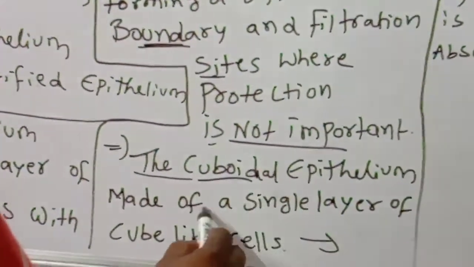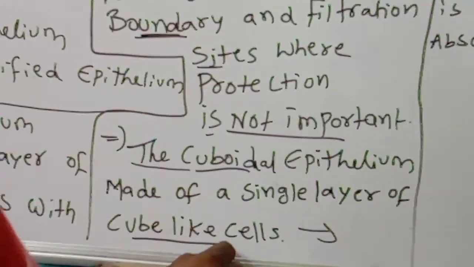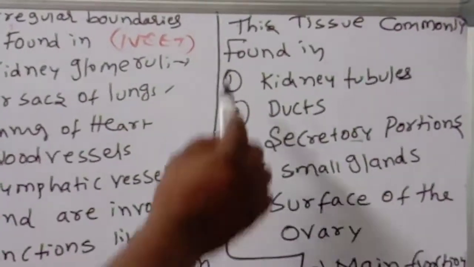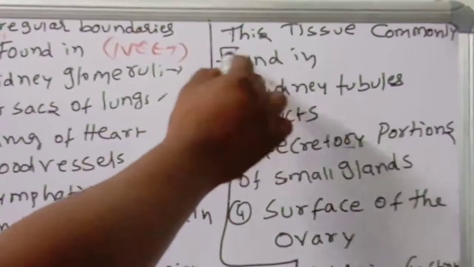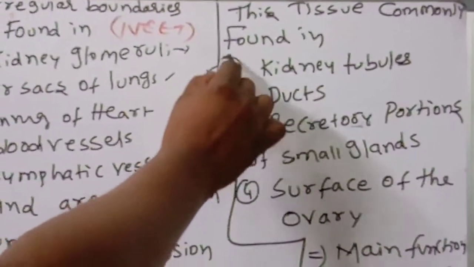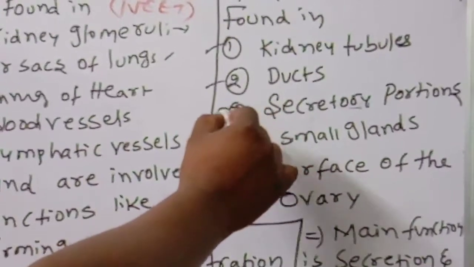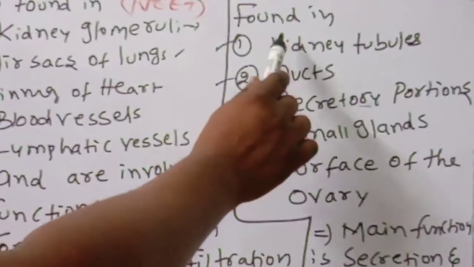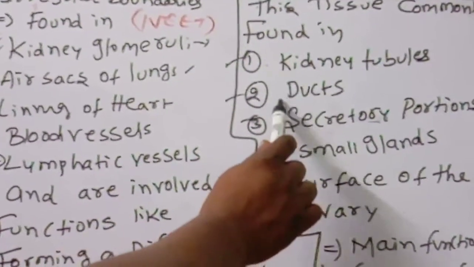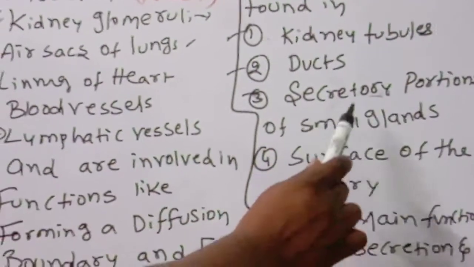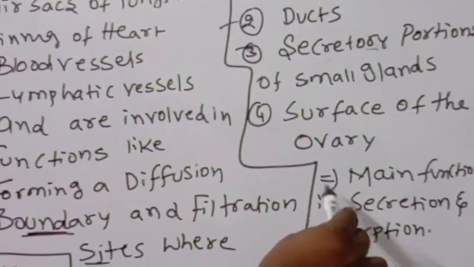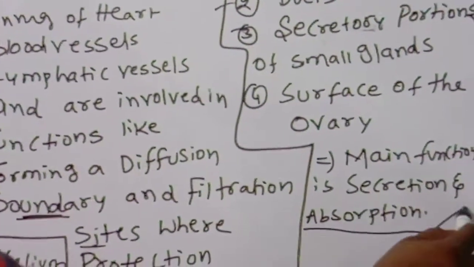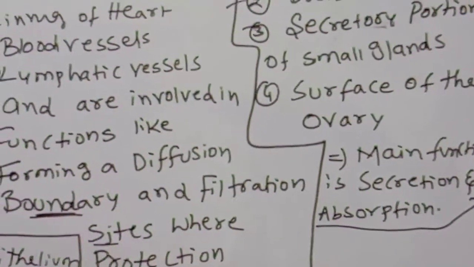The next one, the cuboidal epithelium, is made of a single layer of cube-like cells. Before that, squamous epithelium had flattened cells; here there will be cube-like cells. This tissue is commonly found in kidney tubules, ducts, secretory portions of small glands, and surface of the ovary. The main function of cuboidal epithelium is secretion and absorption, for secreting and absorbing materials.